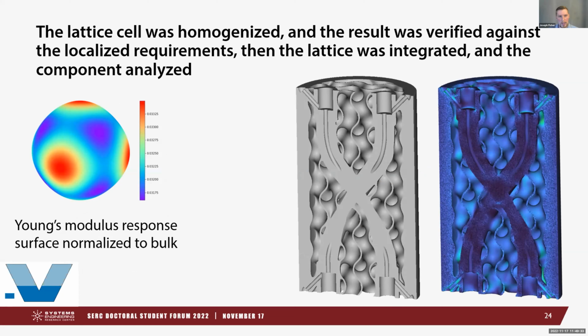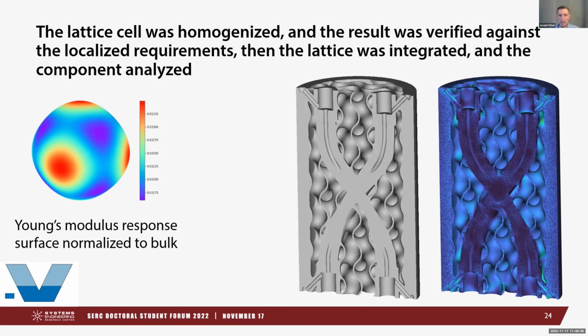So we apply homogenization, and we can compare that to what we think the localized requirements are required to be. And the minimum properties of the lattice met what we expected. So we're good to integrate. So we can integrate it and then do a full FEA of the design.